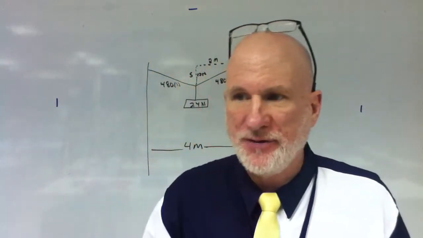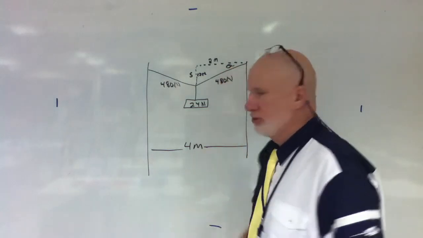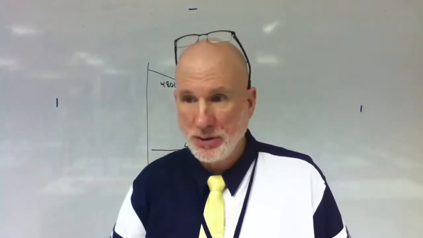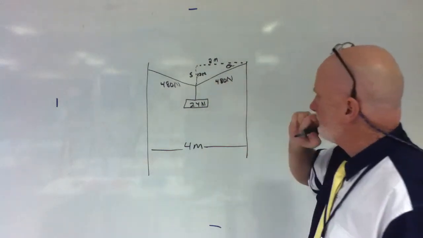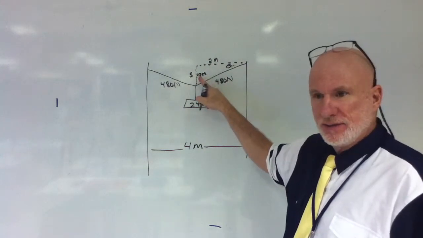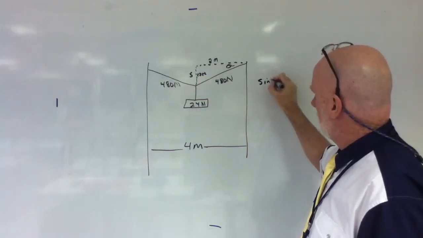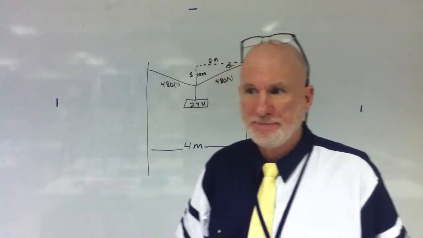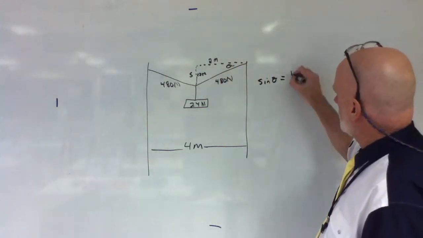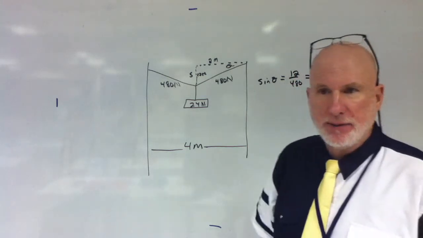So, true or false? We have enough information to determine what that angle is. True, absolutely true, correct? Excellent. So we could say opposite over hypotenuse. So we could say sine theta equals what? 12 over 480.